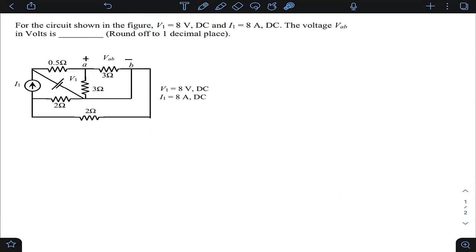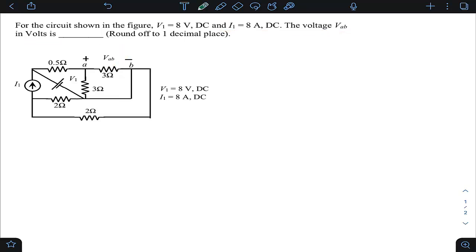This question was asked in GATE 2023 of electrical. This is from network subjects and from a fundamental topic. The question is, for the circuit shown in figure, V1 is equal to 8 volts DC, I1 equals 8 ampere DC, the voltage VAB in volt is dash. So you are supposed to find this voltage VAB.